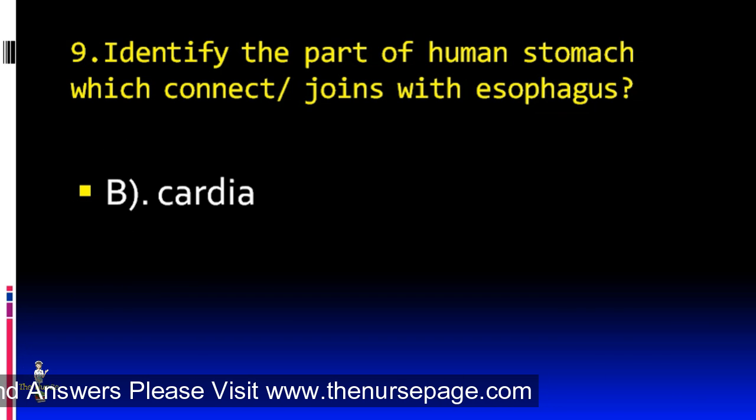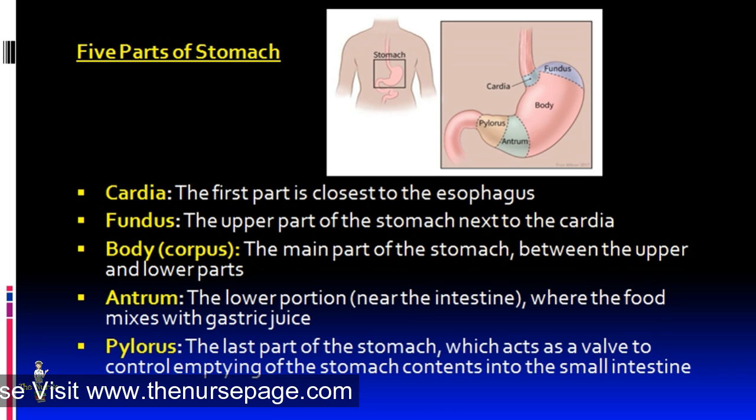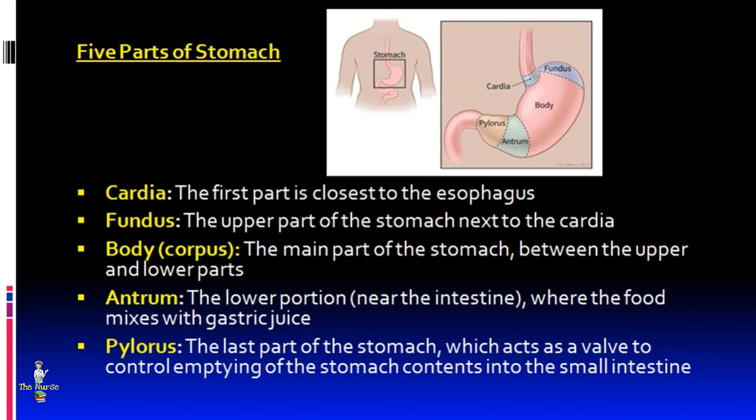The 5 parts of the stomach are: first, cardia, the part closest to the esophagus. Next, fundus, the upper part of the stomach next to the cardia. Third, body or corpus, the main part of the stomach between the upper and lower parts. Fourth is antrum, the lower portion near the intestine where the food mixes with the gastric juice. Last one, pylorus, the last part of the stomach which acts as a valve to control emptying of the stomach contents into the small intestine.